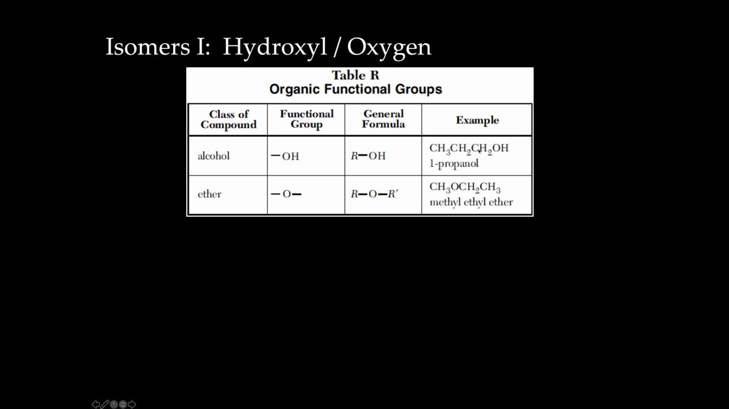1 carbon, 2 carbons, 3 carbons, 1 carbon, 2 carbons, 3 carbons. 3 plus 2 is 5, plus 2 is 7, plus 1 is 8 hydrogens. 3 plus 2 is 5, plus 3 is 8 hydrogens here as well. 1 oxygen, 1 oxygen. That makes alcohols and ethers isomers of each other.